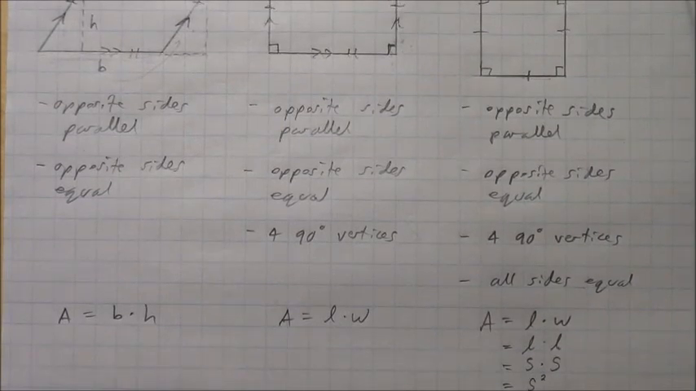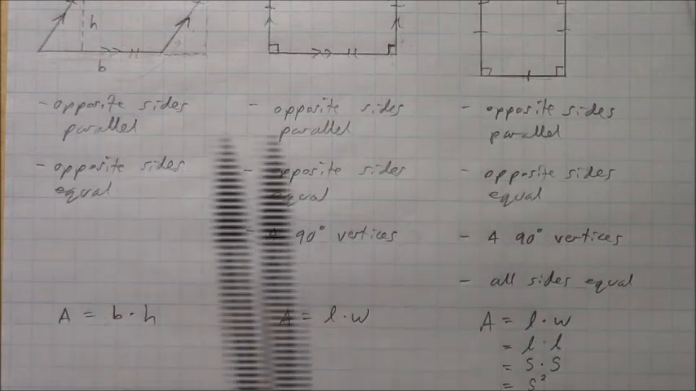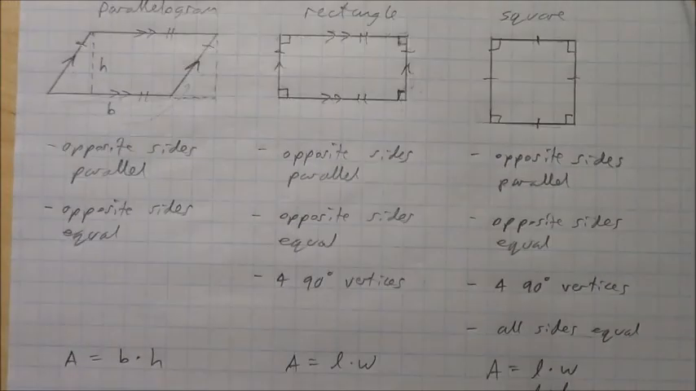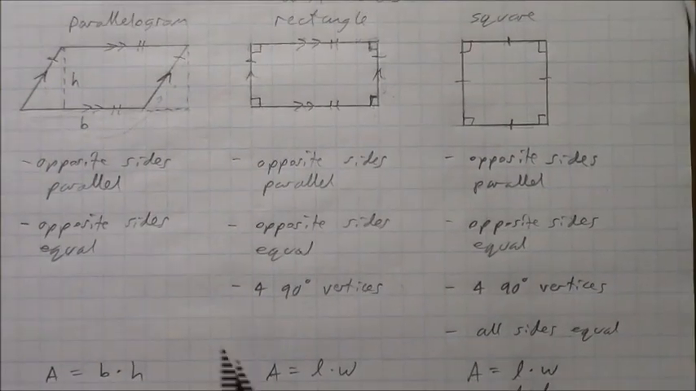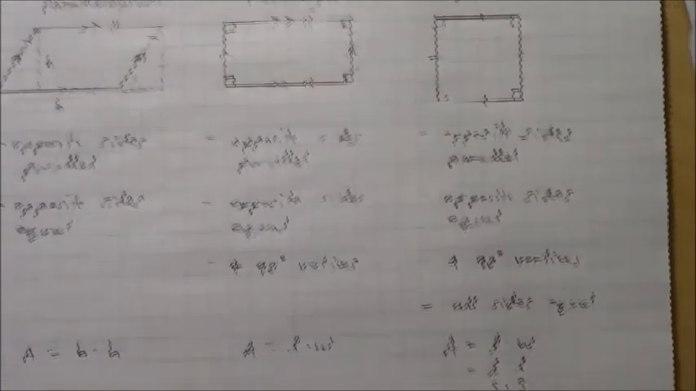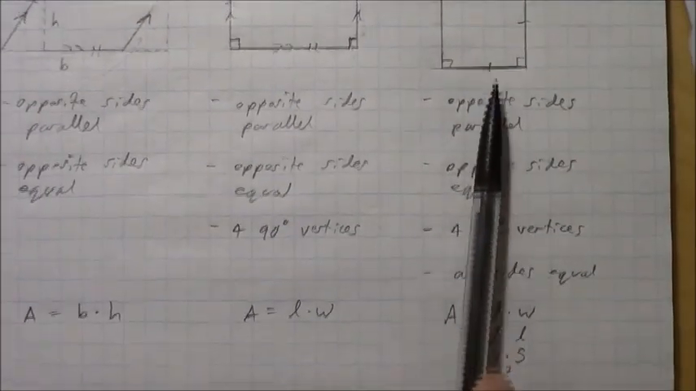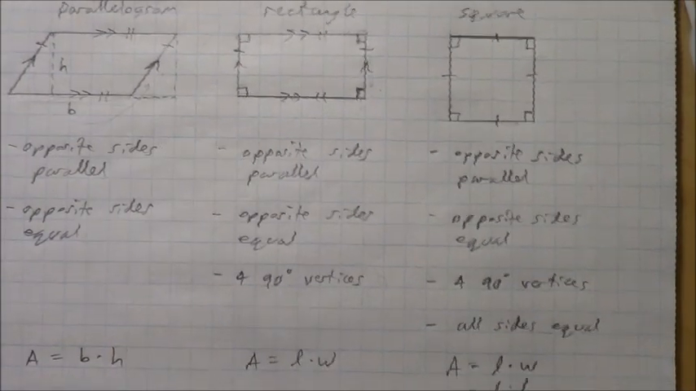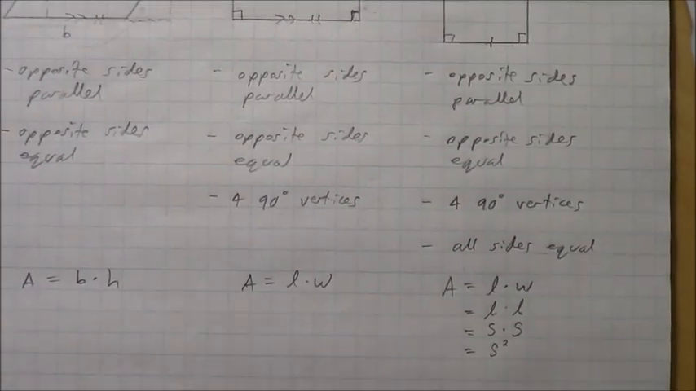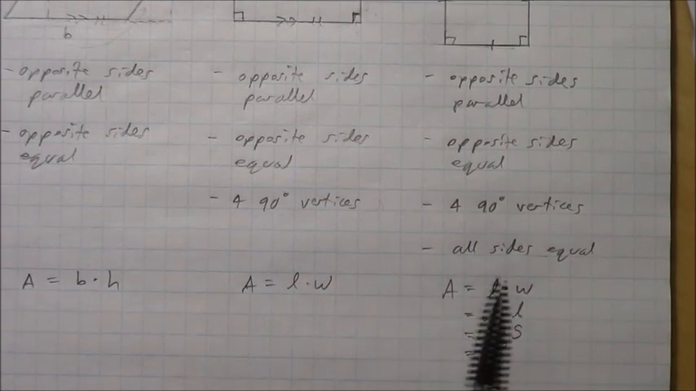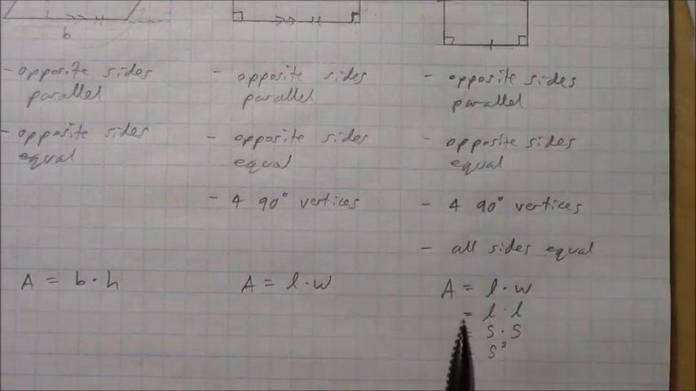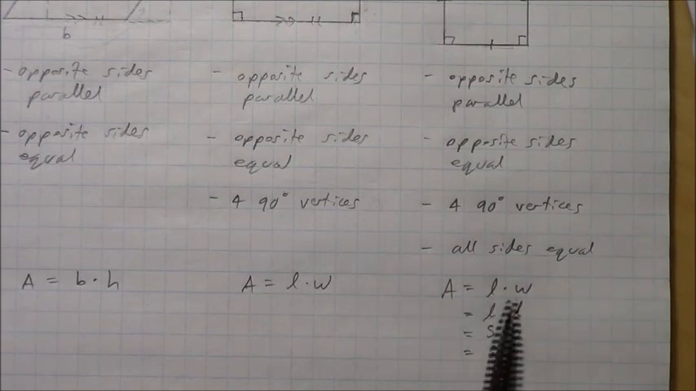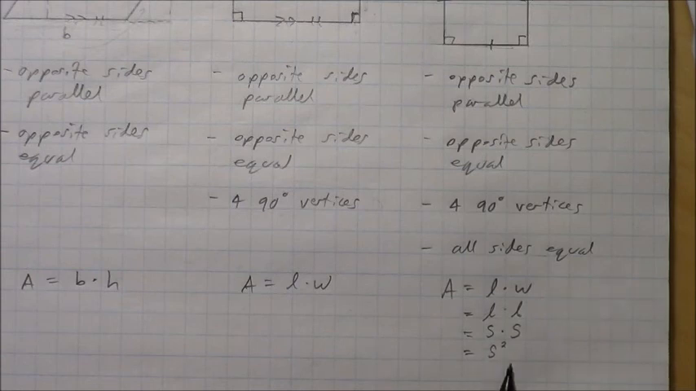Okay, so that shows us all the properties of parallelograms, rectangles, and squares, showing us that the square is a rectangle, which is a parallelogram. And the area formulas indicate to us that the area of a square, being that it is a rectangle, starts with the area of L times W, but then we can simplify it down to S squared. Okay?